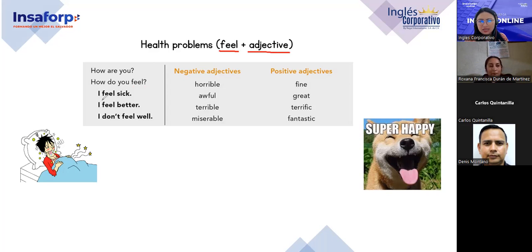How do you feel, class? I feel sick. El adjetivo enfermo. How do you feel? I feel better. Me siento mejor. How do you feel? I don't feel well. No me siento bien. Okay. I don't feel well. Let's make affirmative statements and negatives. In this case, by using negative adjectives, because sometimes you do not feel okay. And let's make affirmative responses by saying that I feel okay.